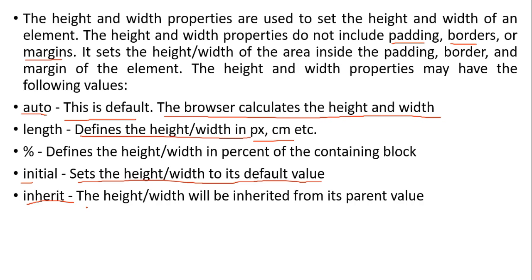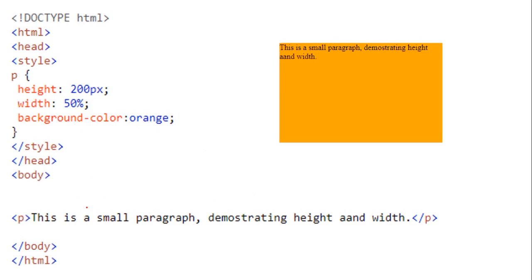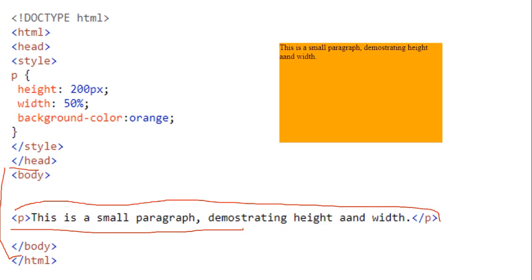All right, so let us look into an example. So out here I have my HTML page which starts from here. After that, I have a paragraph. This is a small paragraph demonstrating height and width. So I want to increase or decrease the height of this particular paragraph. For example, let us assume that I want to increase or decrease the height of this paragraph element.